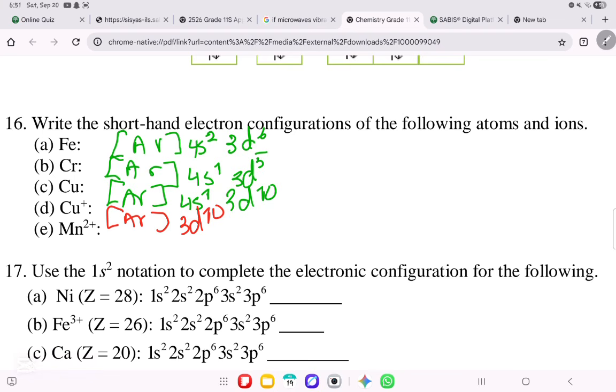Now, Mn2 plus, it's gonna be argon again, and it ends with 4s2 3d5. But 2 plus means that they remove 2 electrons, and because it ends with D, we're supposed to remove the electrons from the S. Perfect. Now we'll move on to 17.